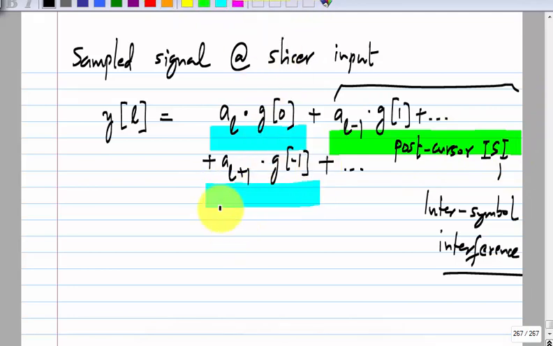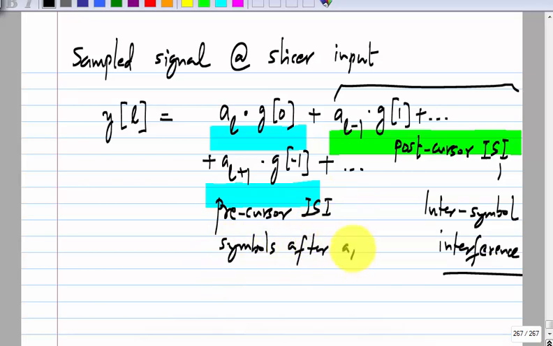And then this is the precursor ISI. This is due to symbols that came after A_L, A_{L+1}, A_{L+2} and so on. There will be a limited number of precursor ISI elements, because the system is after all causal, right? It cannot go all the way to minus infinity. But the post cursor stuff, you can have the summation going off to minus infinity. Of course, in any real case, after a certain amount of time, these things can be neglected.